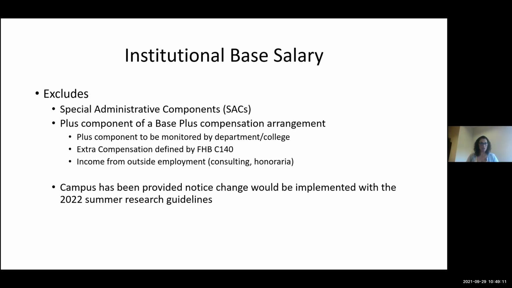It excludes extra compensation as defined by Faculty Handbook C-140, any outside income or income from outside employment, honoraria, consulting fees, those kinds of things are excluded.